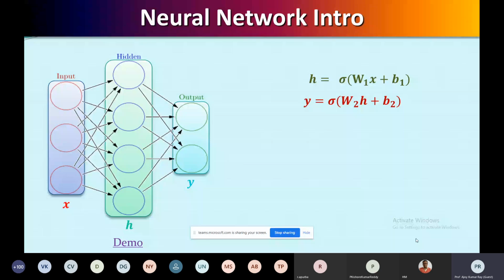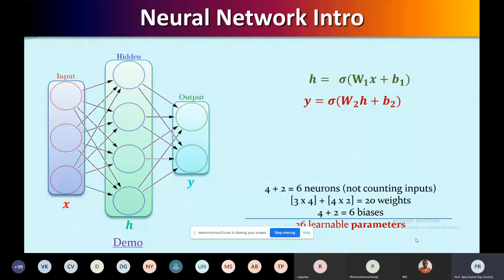So Y also is equal to sigma, that is the sigmoid function, of W2H plus B2, where H is the output of the hidden layer neurons, W2 is the weight vector which connects the hidden layer neurons with the output layer neurons, and B2 is the bias for the output layer neurons. So these H and Y have been shown like this. So how many such neurons then are there?